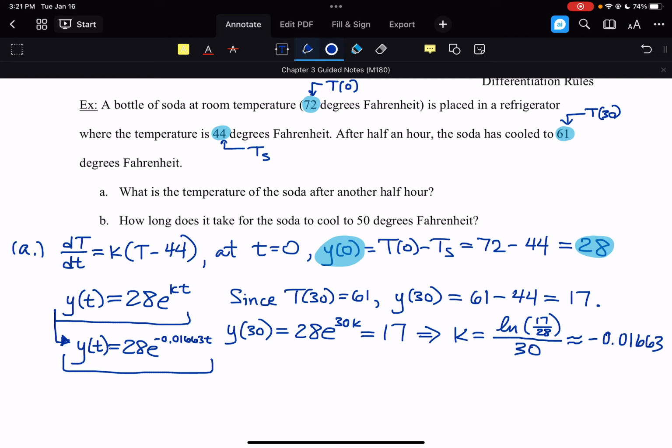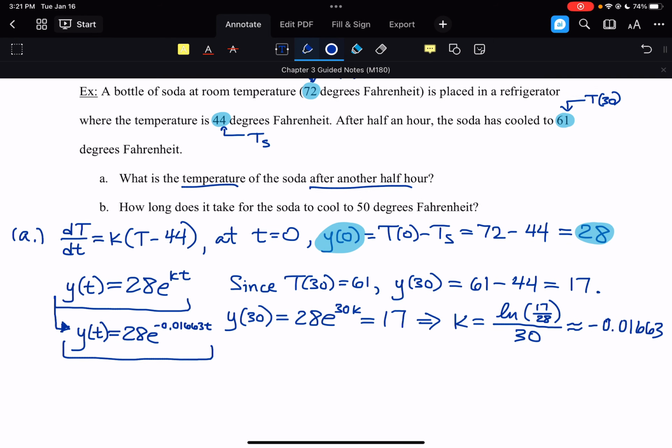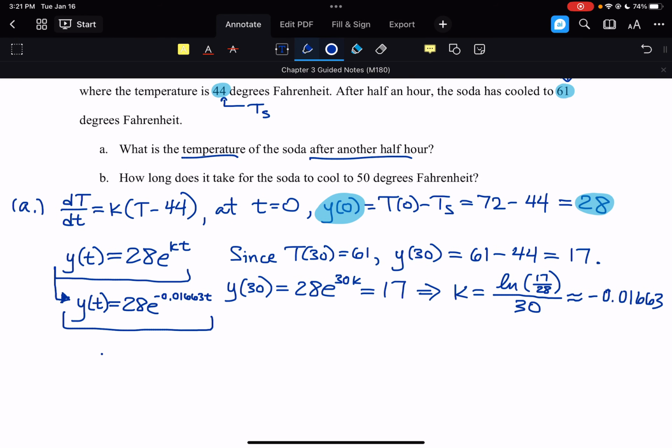Now, the question didn't ask for the difference in temperature after another half hour. It just asked for the temperature after another half hour. So we need to get the formula for temperature, just in general. So we know that the difference in temperature is just T of t minus T sub S, right? It's the temperature of the object minus the surrounding temperature. We want this one. So we're going to go ahead and add T sub S to both sides of this.